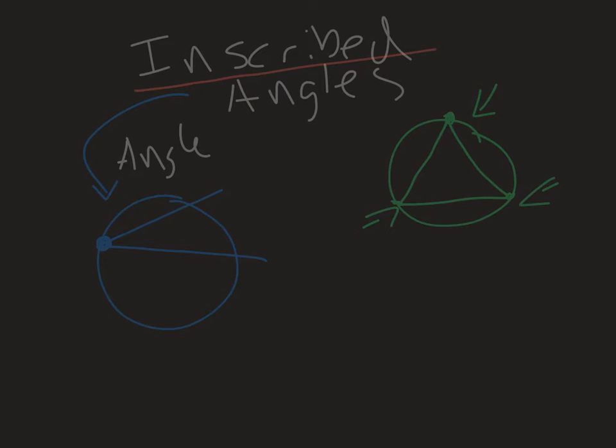Or we could have an inscribed quadrilateral, which would mean we have a four-sided figure in which all four vertices lie on the circle. We can do this with any number of polygons. The whole idea of inscribed means that all the vertices are fixed on a circle.